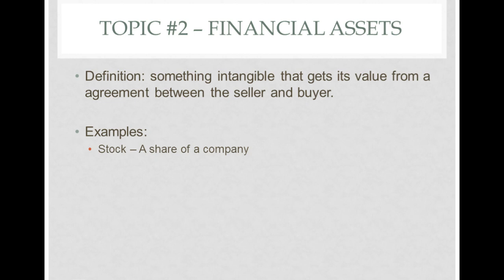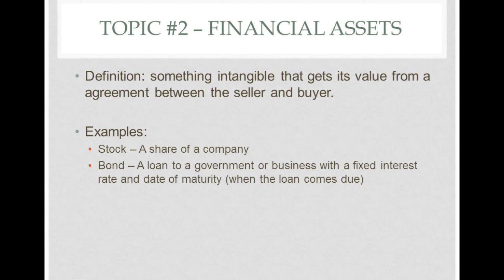Another common example of a financial asset, which we're going to talk about a lot more in this class, is what's called a bond. We've talked about bonds a little bit already, but essentially, a reminder, a bond is a loan to the government or a business with a fixed interest rate and a date of maturity. And that term, maturity, is when the loan comes due. So for example, if you have a 10-year bond that you bought in 2010, the date of maturity would be 2020. Okay, these are two good examples of financial assets. And again, bonds are the ones we're going to use most commonly throughout the course of this lesson.